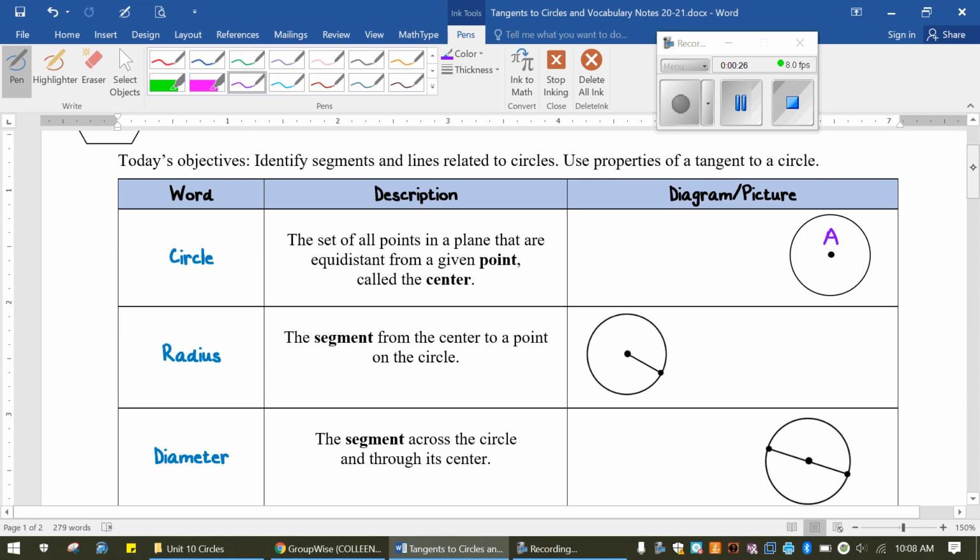Okay, so we can call this circle A, because that's how we name circles, by what their center is. Or we can use the symbol for a circle and then write A. Okay, so A is a point that is the center of the circle.